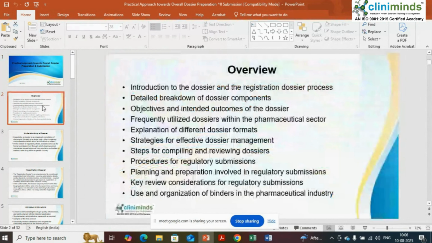So in this session, we can learn about the introduction to the dossier and registration dossier process, a detailed breakdown of the dossier components, the objective and intended outcome of the dossier, frequently utilized dossiers within the pharmaceutical sector, and an explanation of different dossier formats, strategies for effective dossier management, steps for compiling and reviewing dossier preparation, the procedure for regulatory submissions, planning and preparation involved in regulatory submissions, key review considerations for regulatory submission, and the use and organization of binders in the pharmaceutical industry. So this is the overview of the practical approach.